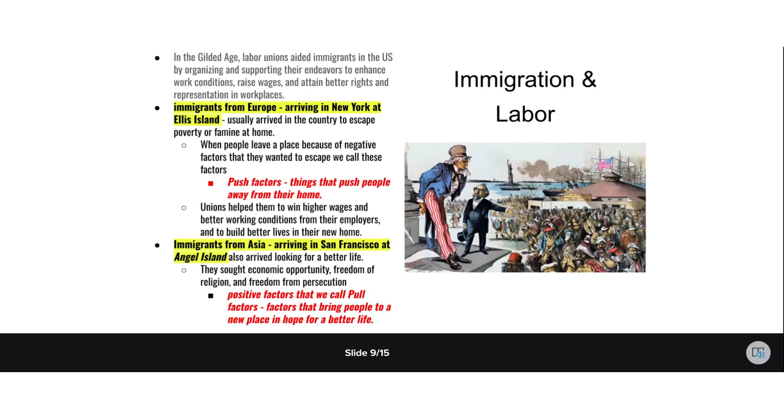I'm not going to spend a whole lot of time on this slide because we saw this exact same slide yesterday. Again, the main points that we need to hammer in now. Immigrants from Europe were arriving in New York at Ellis Island. Immigrants from Asia were arriving in San Francisco at Angel Island. They were seeking economic opportunity, a better life, freedom of religion, freedom from persecution. They were escaping famine, poverty. There's a whole number of reasons why people immigrate, but it's hard.